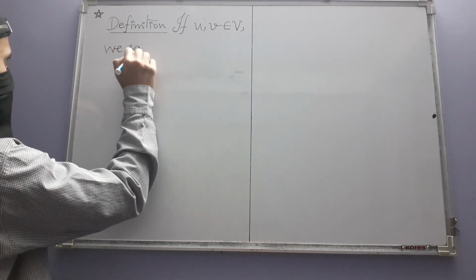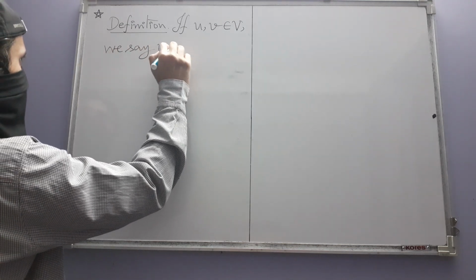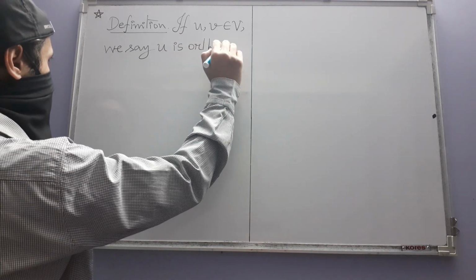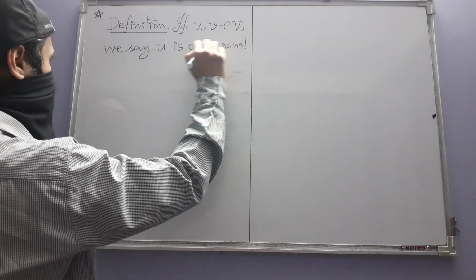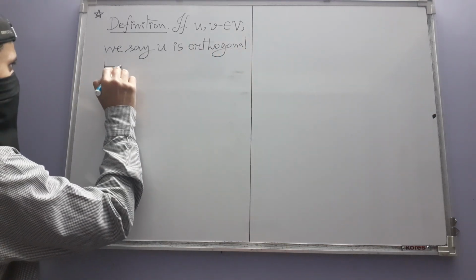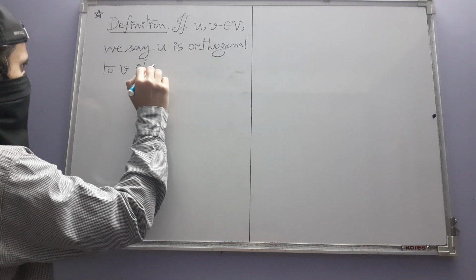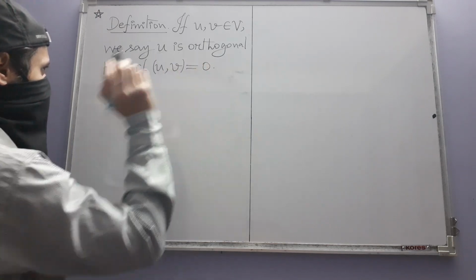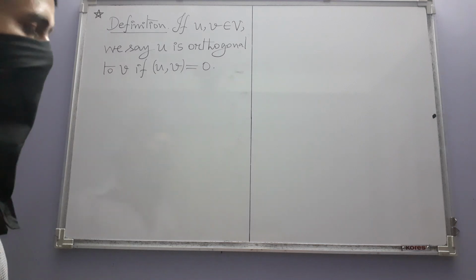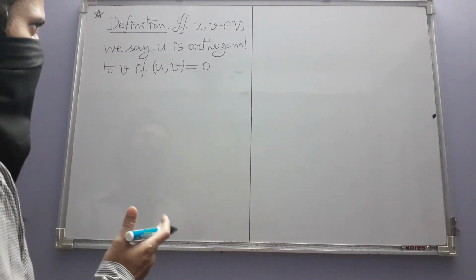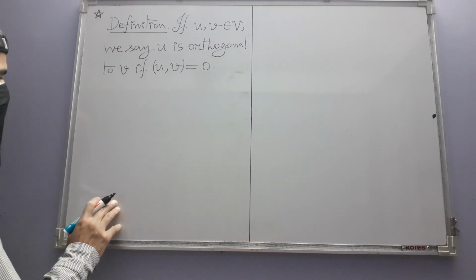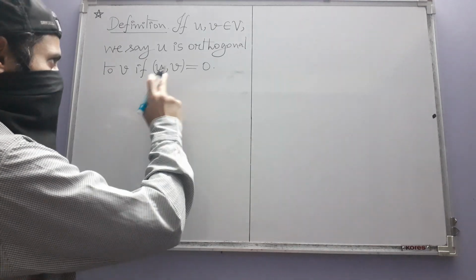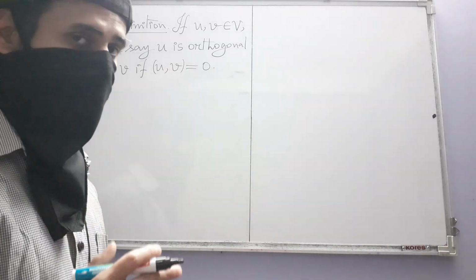we say U is orthogonal to V if the inner product of U and V is equal to 0. That's just a simple condition. So this is the definition. Now an immediate consequence of this is that when U is orthogonal to V, then V is also orthogonal to U.